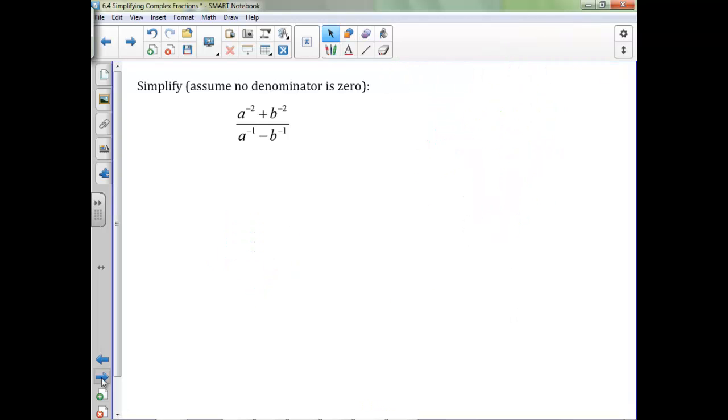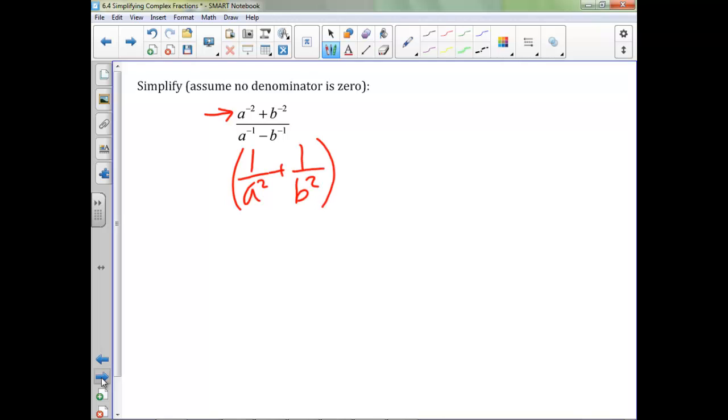Alright, on this one, thinking back to chapter 1, remember when we had negative exponents, that just means put it in the denominator. So our numerator here really is just 1 over a squared plus 1 over b squared divided by 1 over a minus 1 over b. And now this is exactly like what we just did.